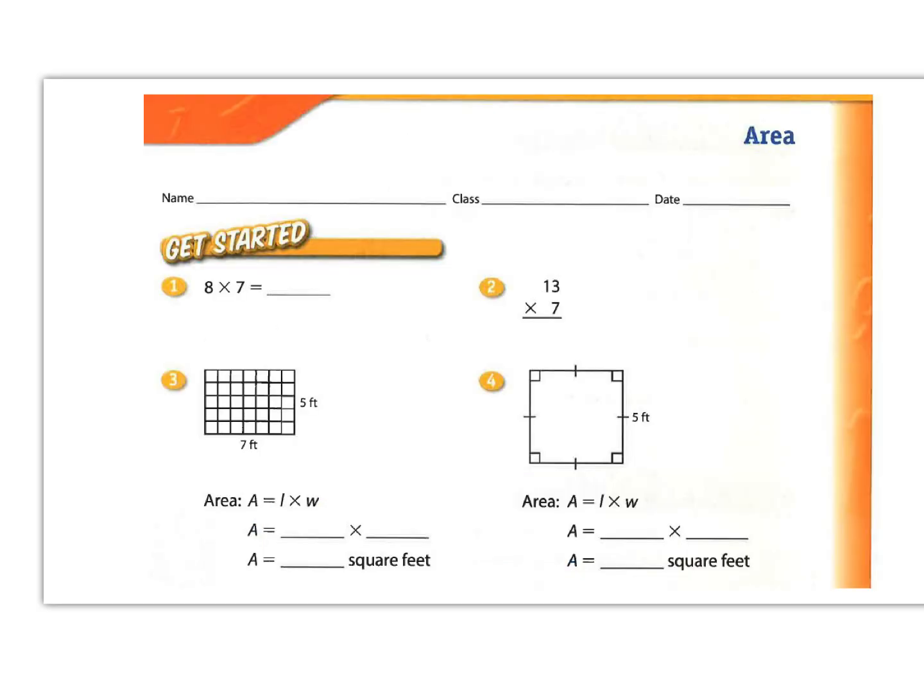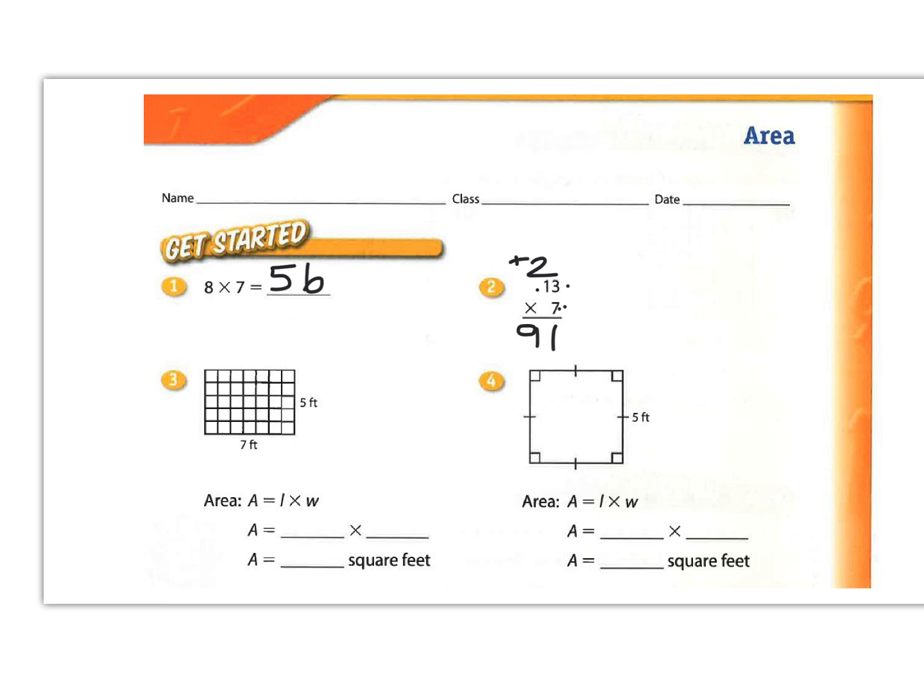All right, so as some review, 8 times 7, hold that in your head, what is it? 56. 13 times 7, if you want to pause and try it yourself on your paper and then check your answer, that'd be a good idea. So you do 7 times 3 is 21. You put the 1 down there, carry the 2. Then you do 7 times 1 is 7, plus the 2 is 9, so 91.